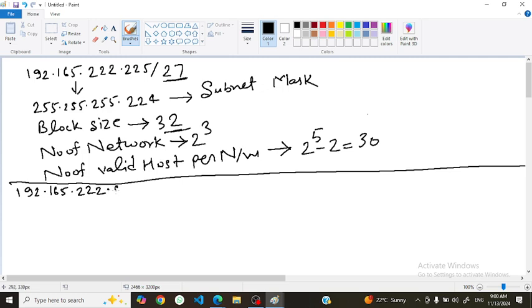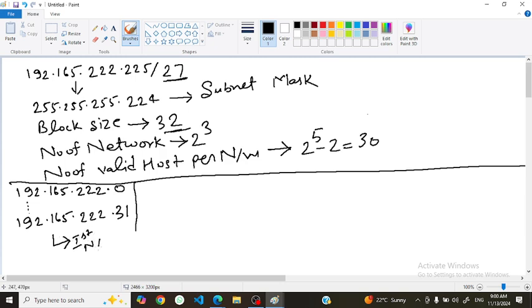192.165.222.0 and the last IP address. What is the block size? 32. So 0 to 192.165.222.31. Is it clear for everyone how it is coming 31? Total number of IP addresses will be 32, so 0 to 31 is a total of 32 IP addresses. This will be the first network.